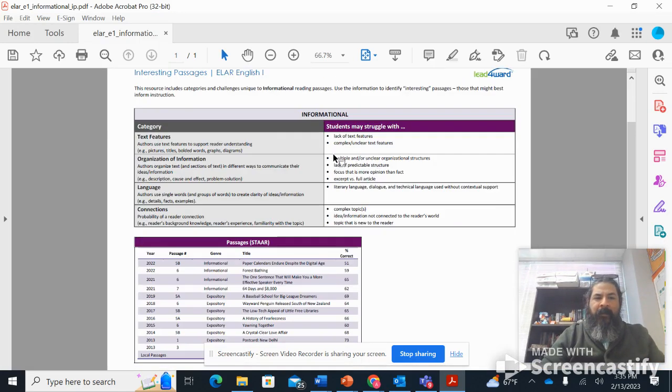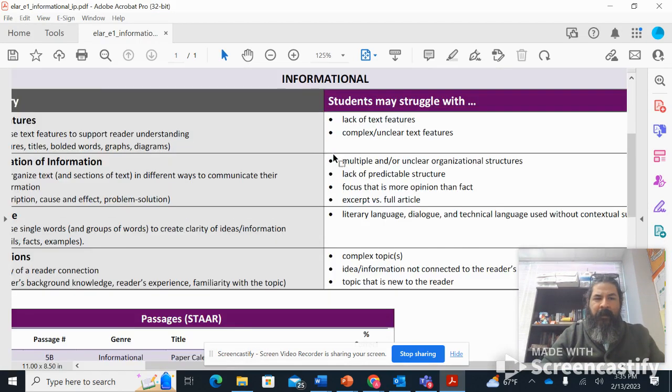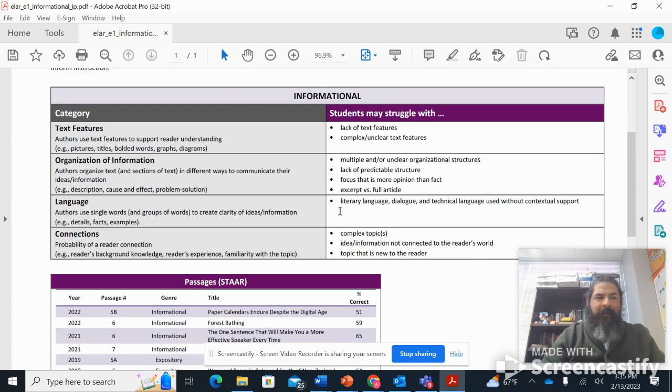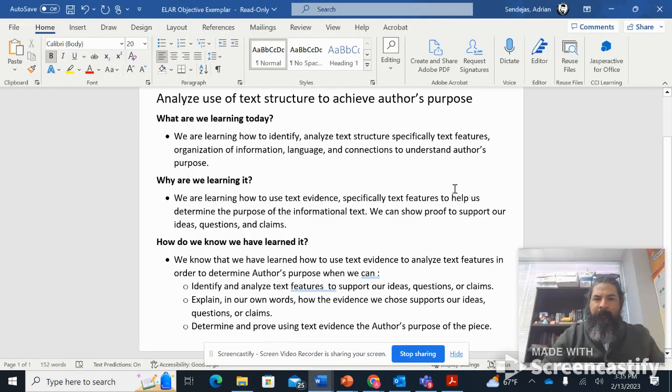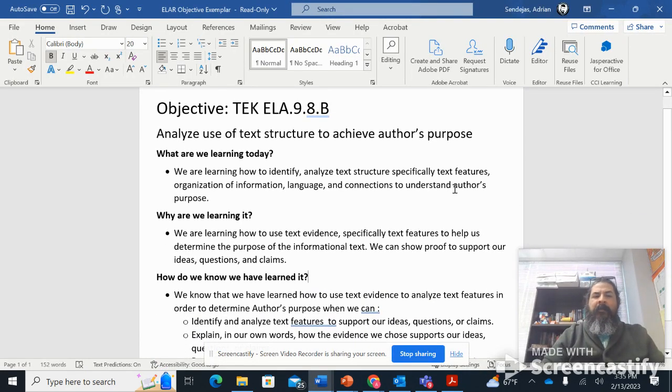This talks about the categories and what the students may struggle with. So based on this informational text, I then used this exemplar to kind of say what the objective is. I went into my red book, so you'll look at what they want us to do. Find the TEKS inside your red book, right? And this one: analyze use of text structure to achieve author's purpose. That's a really big one. So then I just answered these questions.